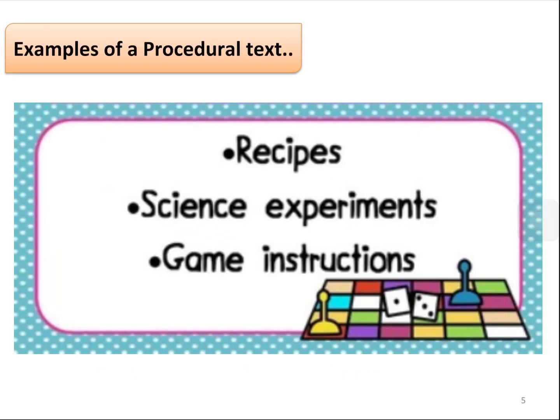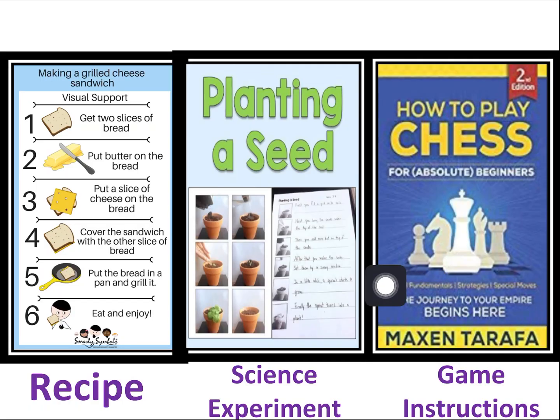Here are some other examples. Procedural texts can come in the form of recipes, in the form of science experiments, and game instructions. And all of these are how-to writing. Okay, they show you how to do something. So here we have an example of a recipe, a science experiment, and game instructions. Let's look at the recipe.